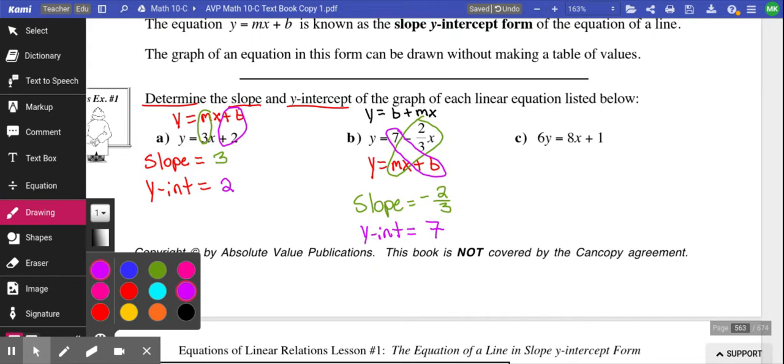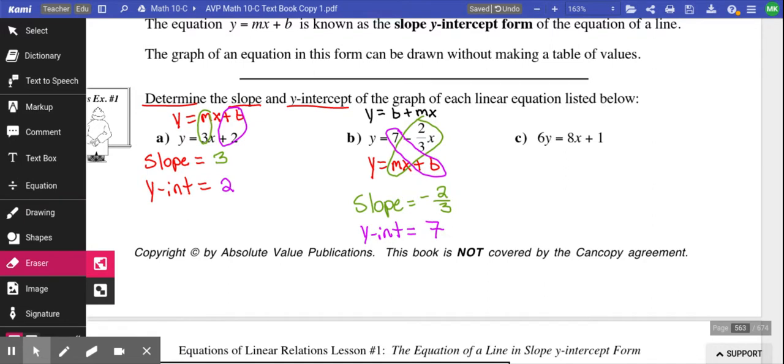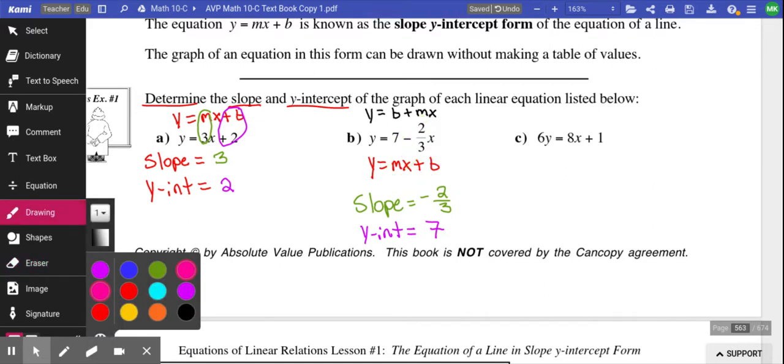The best way to make sure you don't fall for any tricks like that when they rearrange it: the number that is the coefficient on your x value should always be m. So if we're looking at this, here's my x value. The number that is the coefficient should always be my slope. The number that's the constant, that means by itself, should always be your y-intercept.